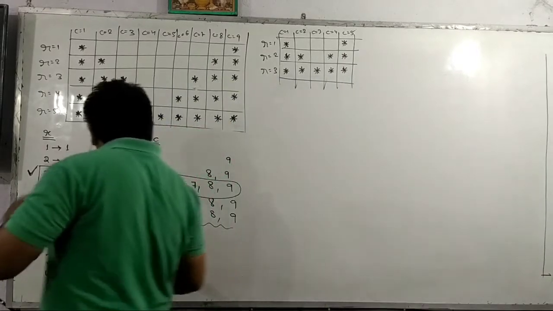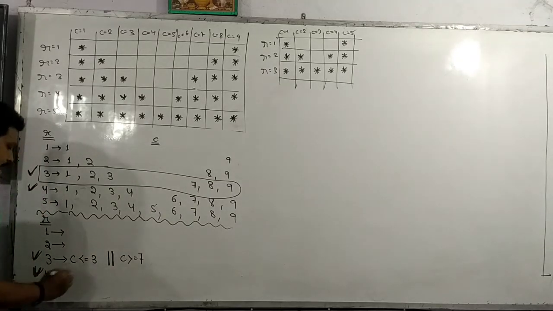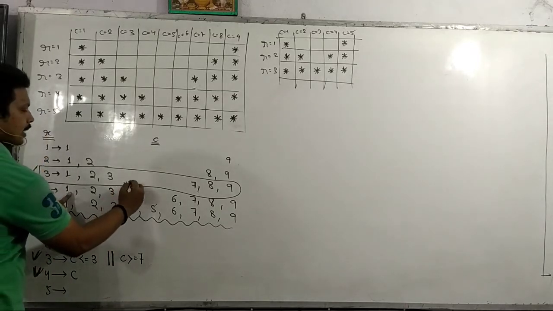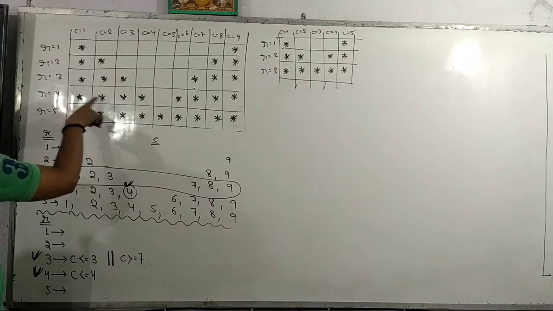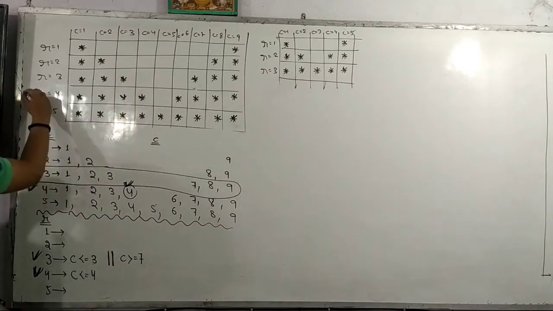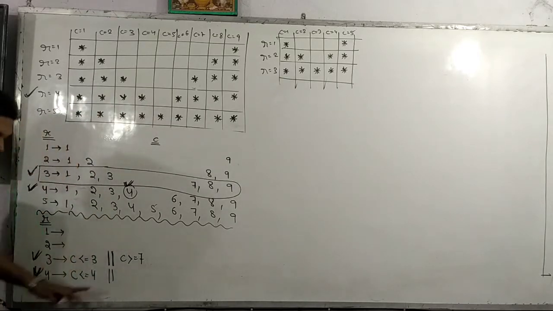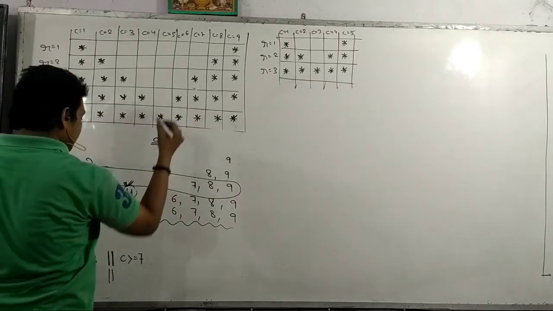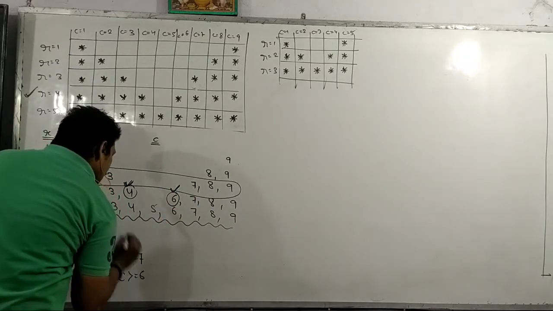Now listen. Now focus on this fourth one. When r is equal to 4, C value is what? C value is less than equal to 4, right? When R is 4, C value should be 4 or less than 4, then print the star, or else, logical or, C value is greater than equal to 6.